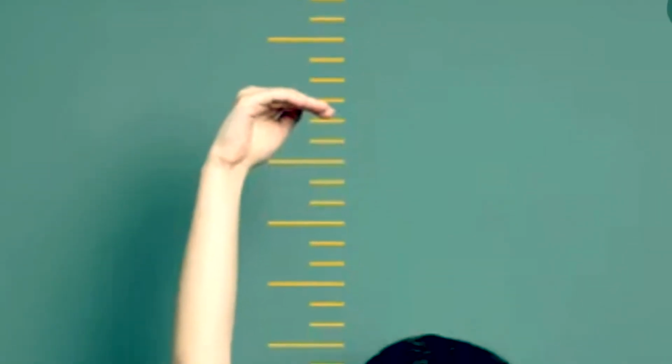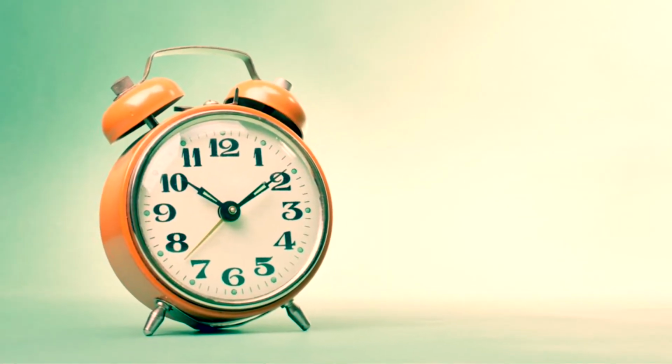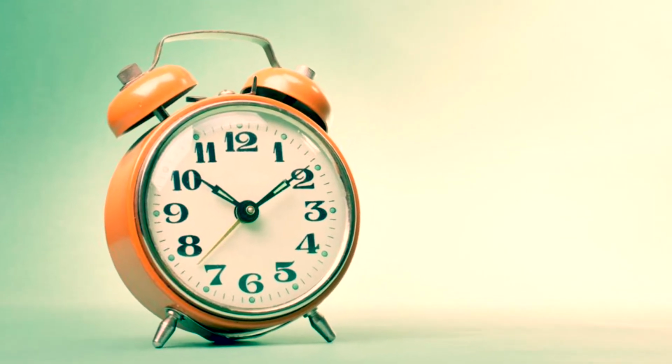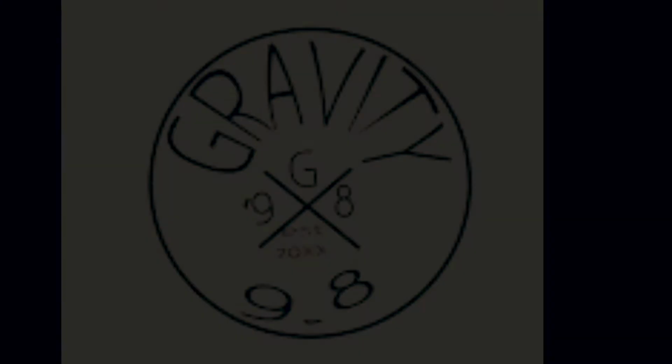The independent variable is the height that the ball is dropped at. The dependent variable is the time it takes for the ball to drop to the floor. The hypothesis is that the measurements will come out to be 9.8 meters per second squared.